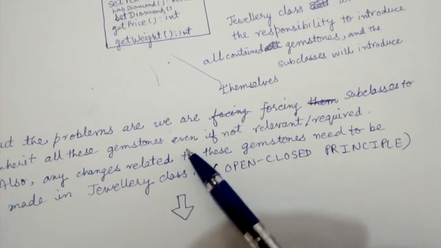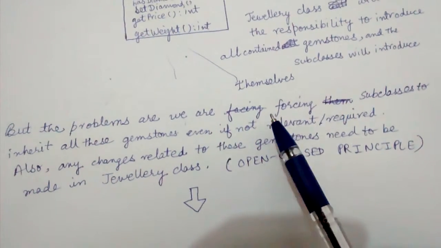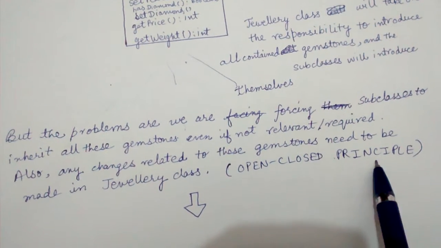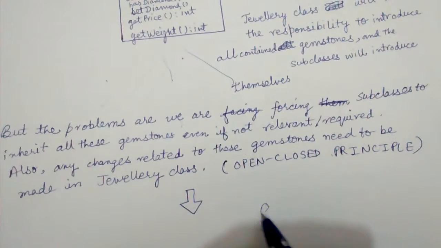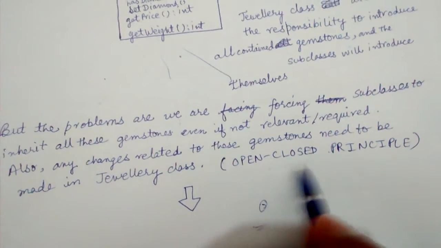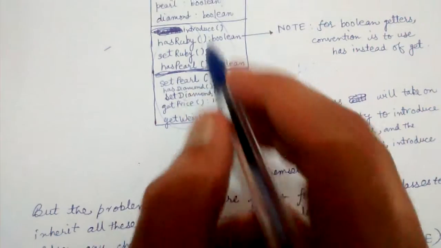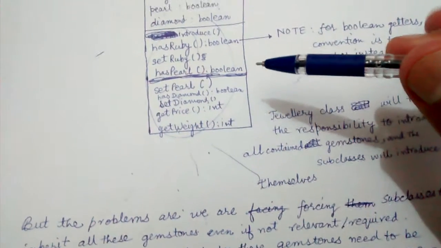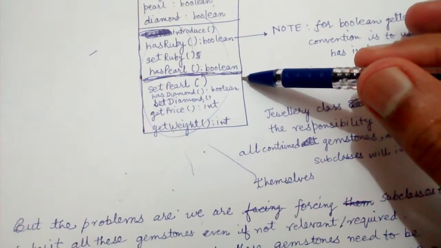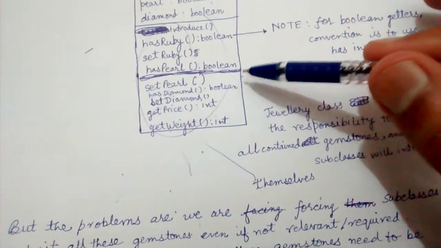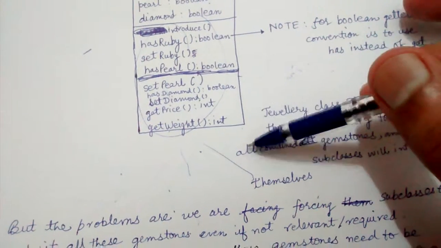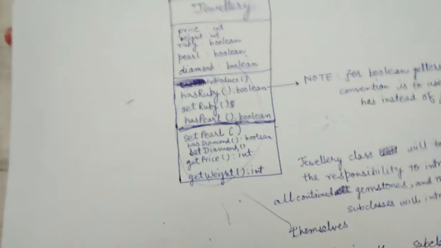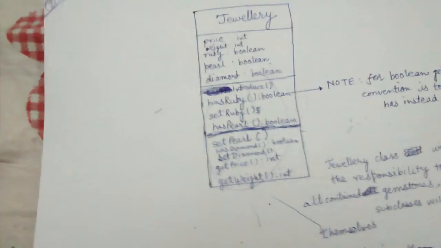Also, any changes to these gemstones need to be done in the jewelry class, which is again a violation of the open closed principle, which is the O in SOLID. This code should be closed for modification, but if next day we want to add a new kind of gemstone here, we are modifying the source code, which can break things. It is not good.